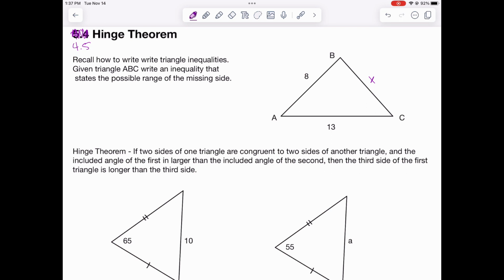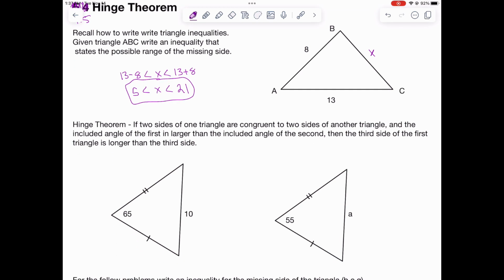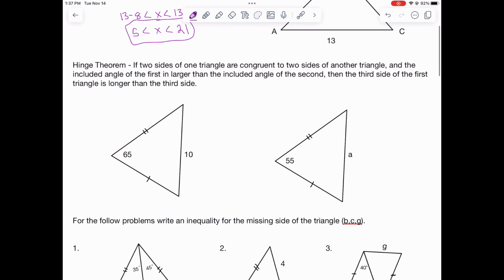We don't know it. Well, remember, to find the range of the third side, you take the two numbers and you subtract them. Then it becomes a compound inequality here. And then you take the two numbers and add them, to find the range of the third side. So here we know that the range of the third side is going to be anywhere from 5 to 21. We're going to need to know that today because in the Hinge theorem, we're going to set up inequalities in two triangles.